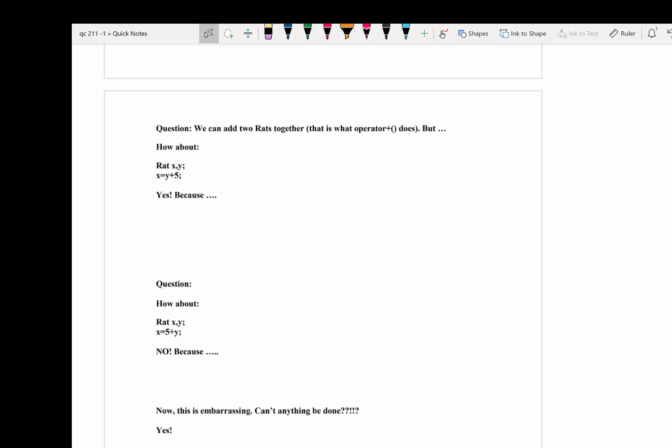We can add two fractions because we overloaded operator plus. We can now, as we saw before, multiply two fractions. And I'm going to ask you to write the divide and subtract and so on. Let's see, how about something like this?